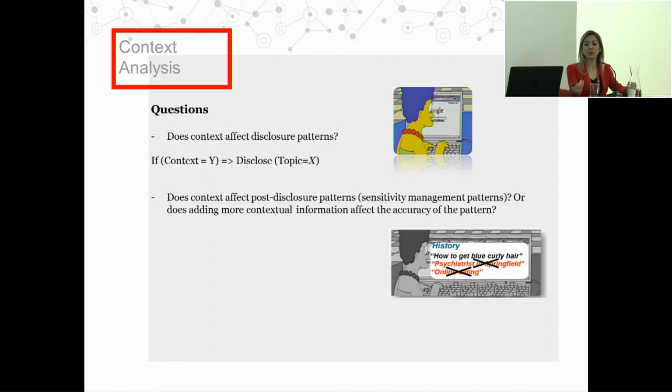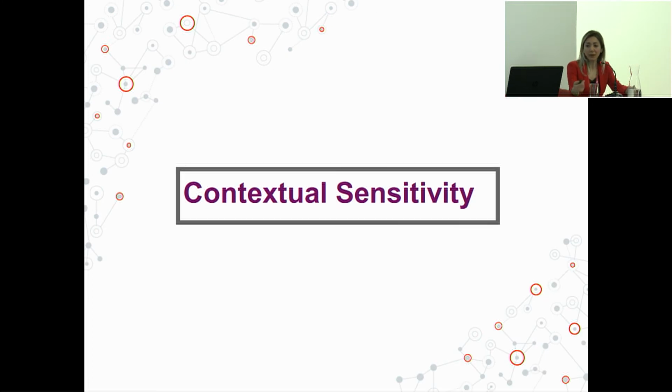And we also wanted to understand how context would affect the post-disclosure patterns or the sensitivity management pattern, in the sense like, for instance, if I add more contextual parameters, could I even predict the sensitivity of data with a higher accuracy, for instance? So that would indicate that context does have quite an important effect on how people manage their data. And I think the good news is that we found some evidence for contextuality of sensitivity.